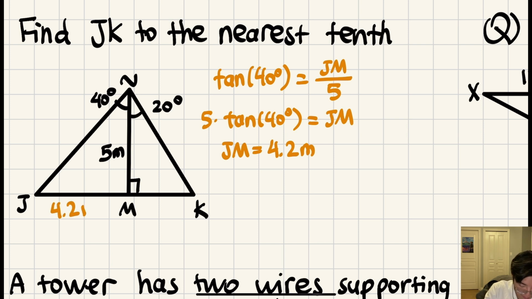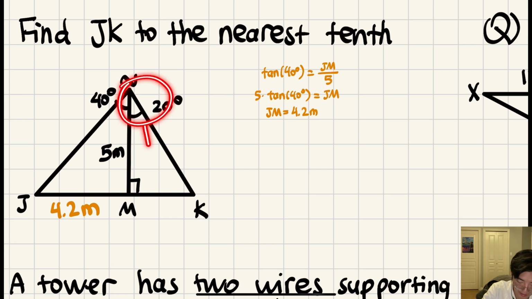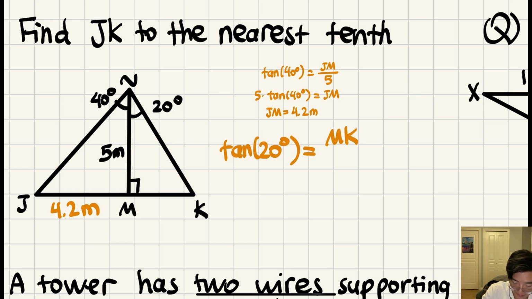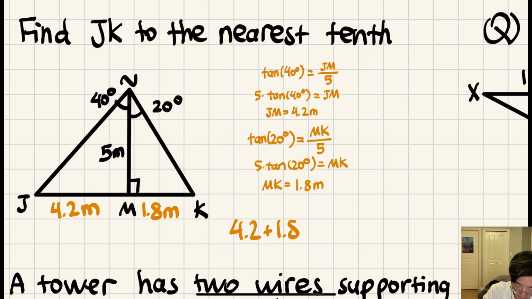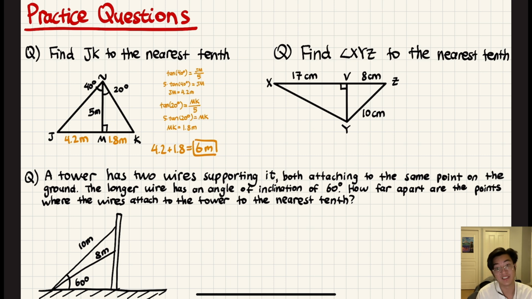Okay, so that's 4.2. We look at this angle now, the 20 degrees. We see the opposite is MK, with the adjacent of 5. So the tangent of 20 degrees is the opposite MK over 5. So 5 times the tangent of 20 is MK. So MK equals 1.8 meters. Okay, so now we got both of those. All we have to do is add them up. So 4.2 plus 1.8 very conveniently gets us to 6 meters. So this whole length of JK is just 6 meters.